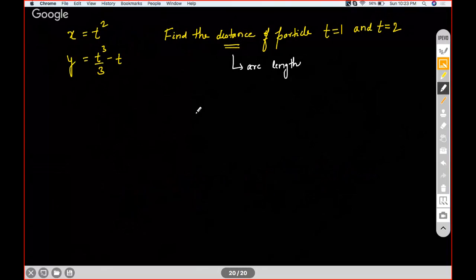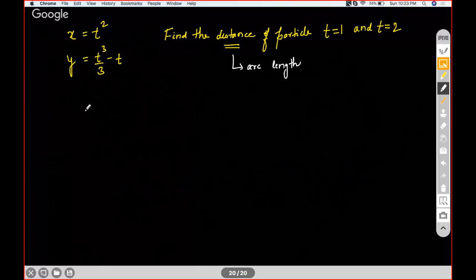So you can also convert it to dy by dx or dx by dy and solve using the first two equations. You can always eliminate your t, get directly in terms of x and y, and from there you can use the formula. But again, when you know it in terms of t, why waste time? Unnecessary time will go into conversion.